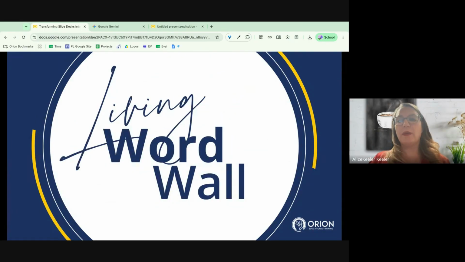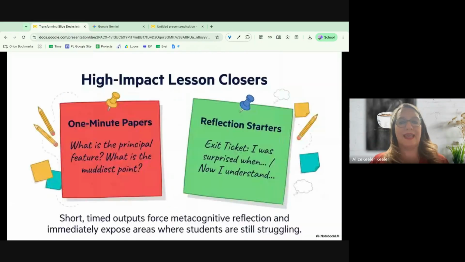Okay, virtual gallery walk, a living word wall, because one of the strategies for active learning is we don't just copy down vocabulary words, but we draw them, we act them out, we get physical, and we have students really work with and use those words beyond just writing a sentence. Okay, and so last but not least, we're going to use those Google Slides to give that exit ticket.